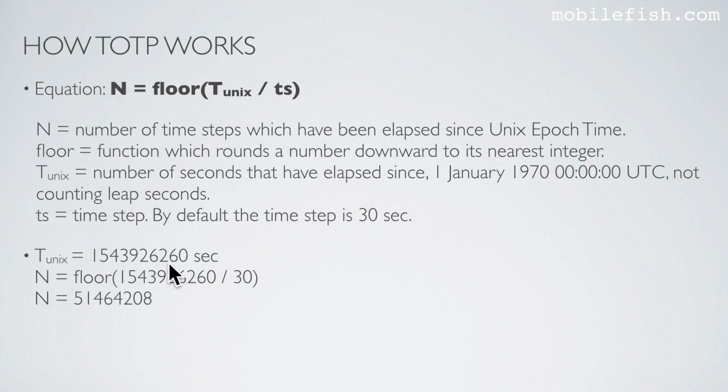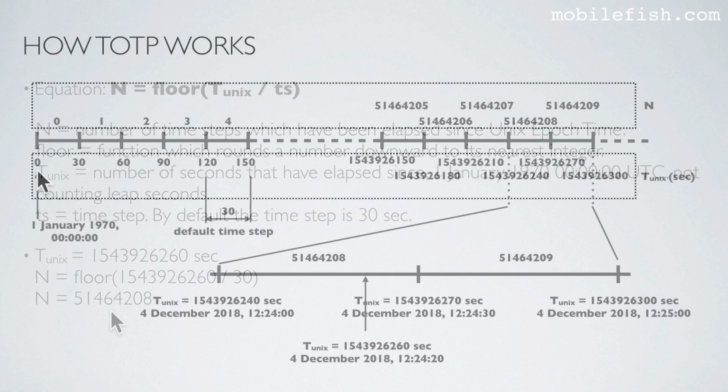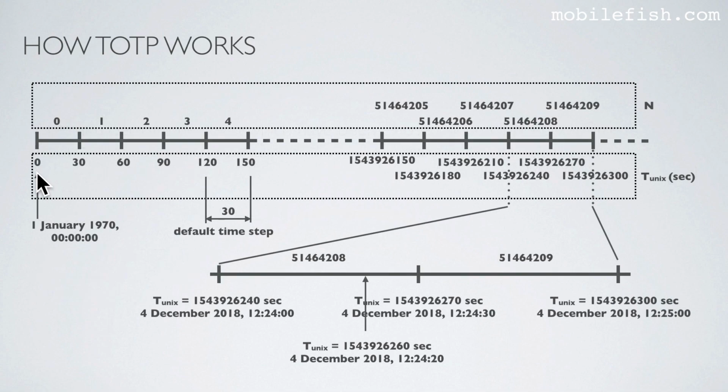If this is our Unix time, then this is the number of time steps which have been elapsed since Unix epoch time. This point represents January 1st, 1970, 00 hours, 00 minutes, and 00 seconds. From this starting point, we take a time step of 30 seconds, as you can see over here. This is our first time step. We start with value 0. The next time step, we increase our value, as you can see over here, is 1. The next time step, the value will be 2, 3, 4, etc. These values are Unix times, and these values are the number of time steps since Unix epoch time.